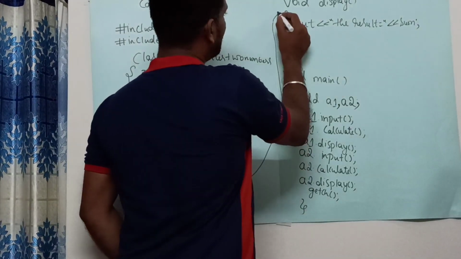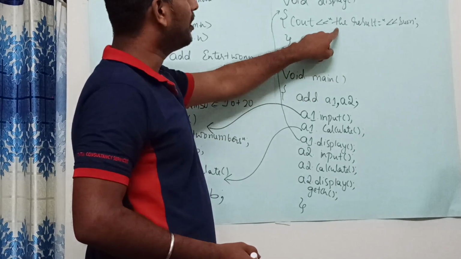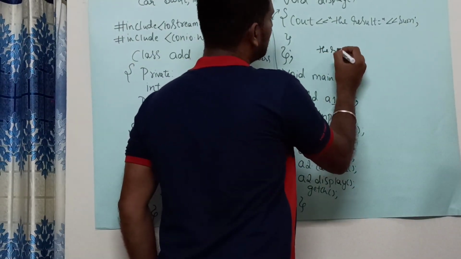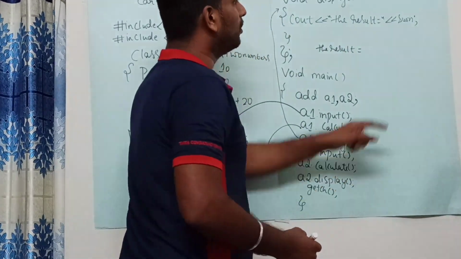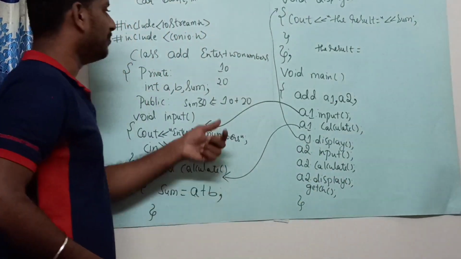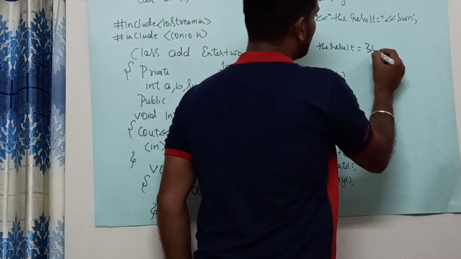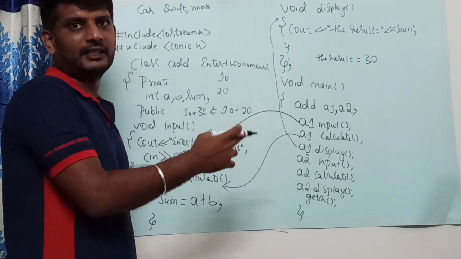So the control gets transferred to this particular function. This function gets executed. Here you have only one statement, that is, you will get the output, the result is equal to sum. The value of the sum according to the given input is 30. So we will get the output as 30. So the first output will be the result is equal to 30.